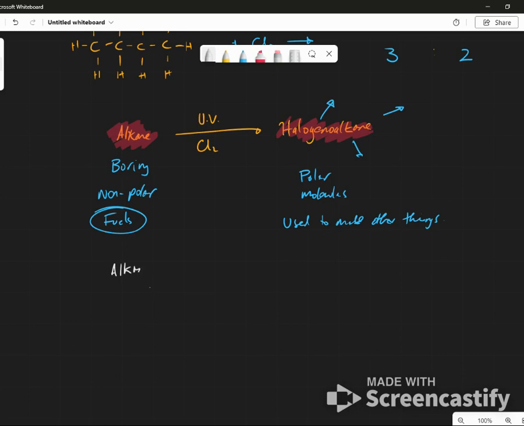Now, alkanes. Alkanes are quite boring, aren't they? They're CnH2n+2. And a good example of an alkane is propane. Okay? Now, alkyls are CnH2n+1. Let me draw propane.